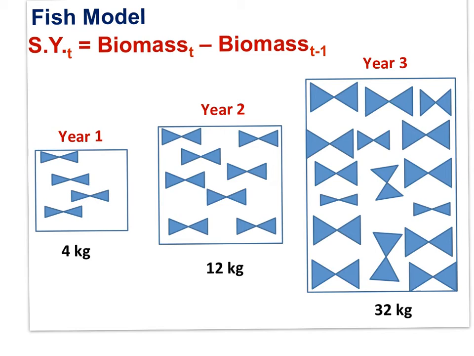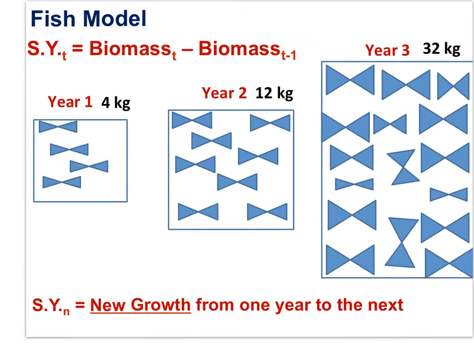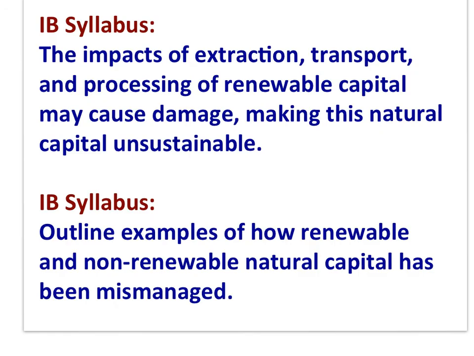You can see that the farmer of this fish pond has his or her maximum yield from year 2 to year 3. Sustainable yield is the highest rate at which a renewable resource can be harvested without reducing the stock over time. Another way to think of this is that sustainable yield is nothing more than the new growth over the time period. And keep in mind that definitions of sustainable resource use must include no damage to the environment due to extraction, transport, and use of the resource.